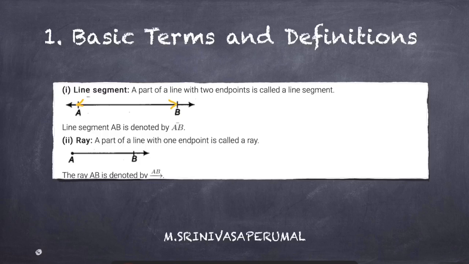Next one, ray. Ray means a part of a line with one point fixed and another point moving away. So here point A is fixed and point B is moving. So this is called a ray.